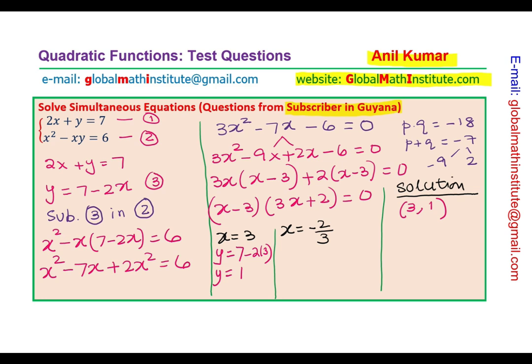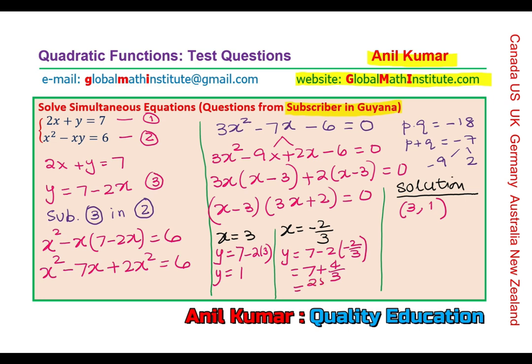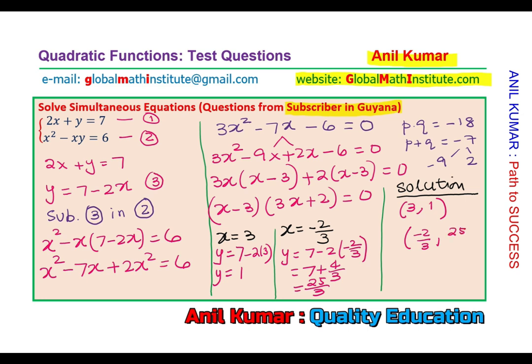Now, for minus 2 by 3, if I substitute, what do I get as y? I get y equals 7 minus 2 times minus 2 over 3, correct? Which is 7 plus, right? When you multiply minus minus, 4 over 3. So that is 21, right? 7 times 3, 21 plus 4, 25 over 3. So the second solution is when x is minus 2 over 3, the y value is 25 over 3.